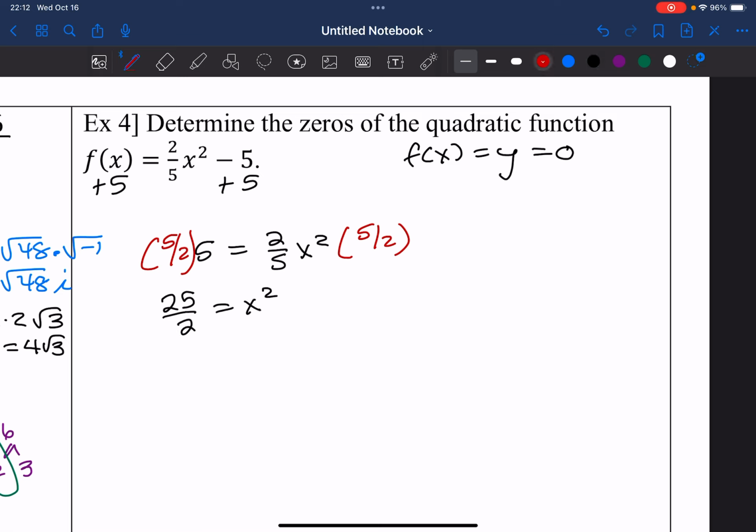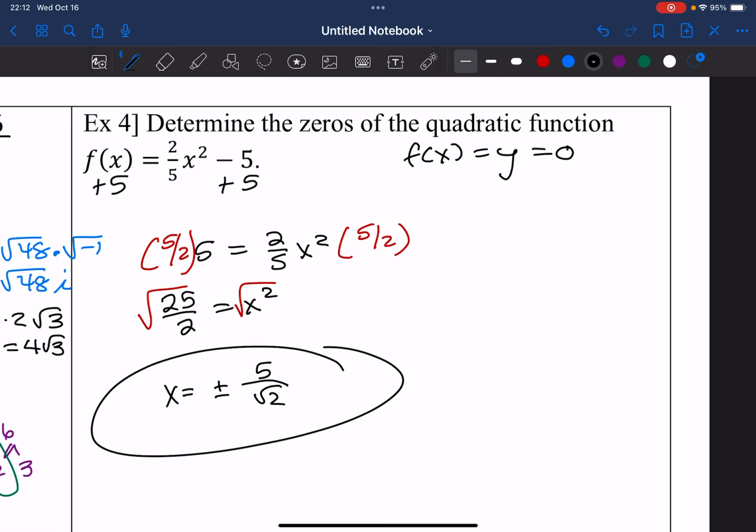I'm going to take the square root of both sides to cancel out that square, which means I get x is equal to plus or minus the square root of 25 is 5, and then the square root of 2 stays the same, and that is my answer.